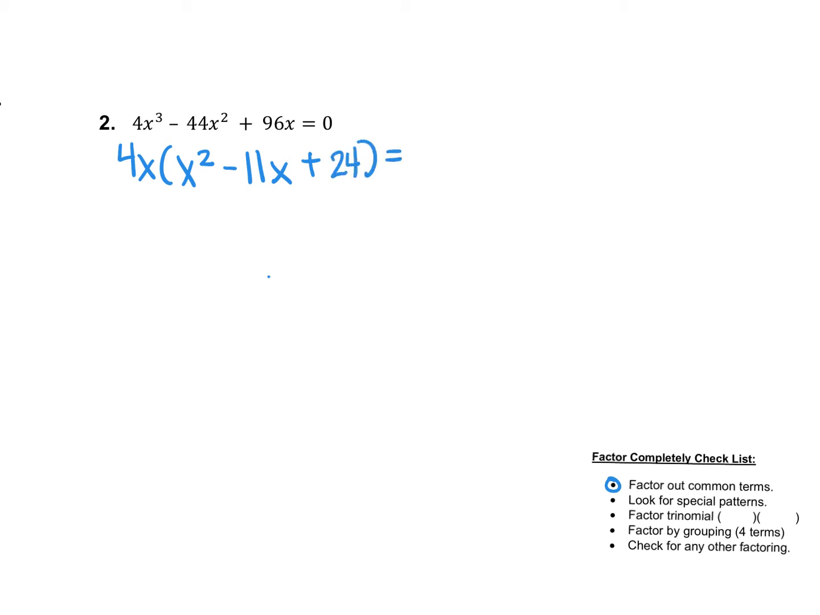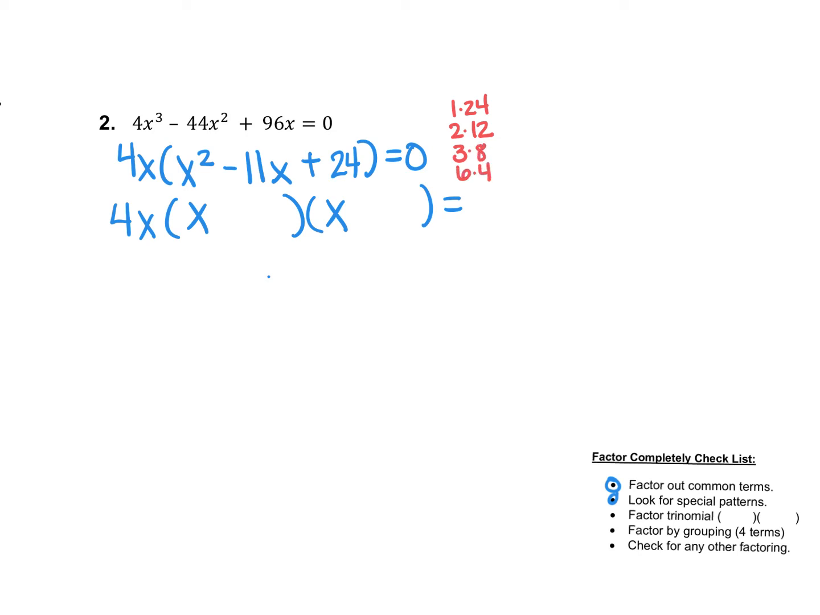So we've done that, and I don't see any special patterns. And so now let's look. I do have then a trinomial. So we're going to factor, or make this into 2 sets of parentheses. So I've got my 4x, and then I'm going to have my x and my x. All right, so now we're looking for our factors of 24. And so the factors of 24 are what? 1 times 24, 2 times 12, 3 times 8, and 6 times 4.